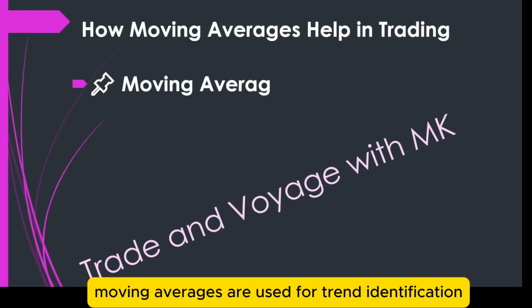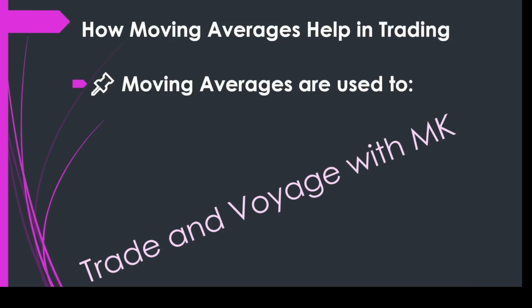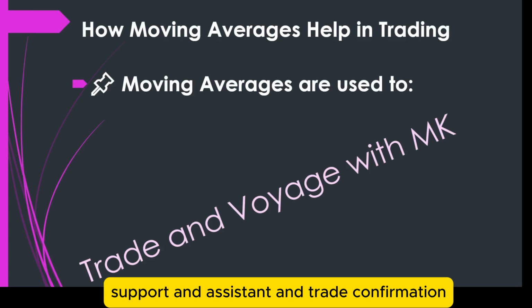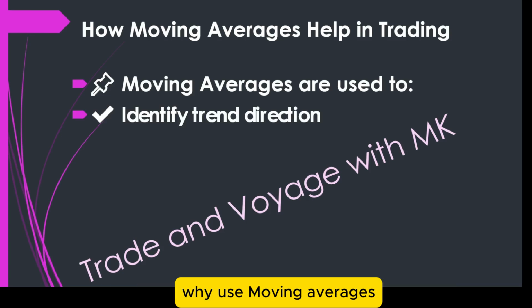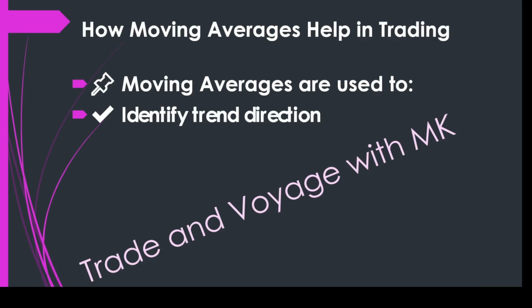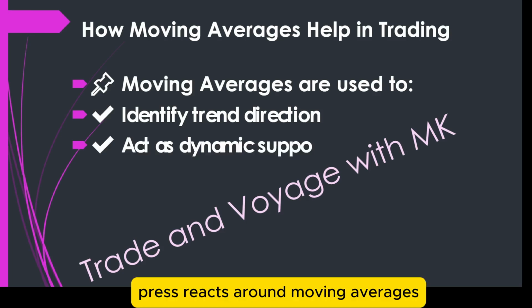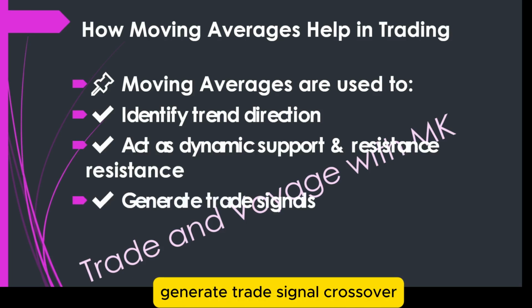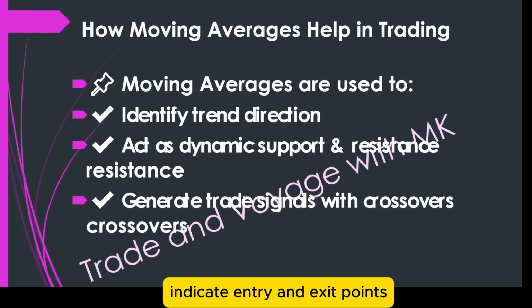Moving averages are used for trend identification, support and resistance, and trade confirmation. Why use moving averages? To identify trend direction: a rising moving average means uptrend, a falling moving average means downtrend. To find dynamic support and resistance: price reacts around moving averages. And to generate trade signals: crossovers indicate entry and exit points.